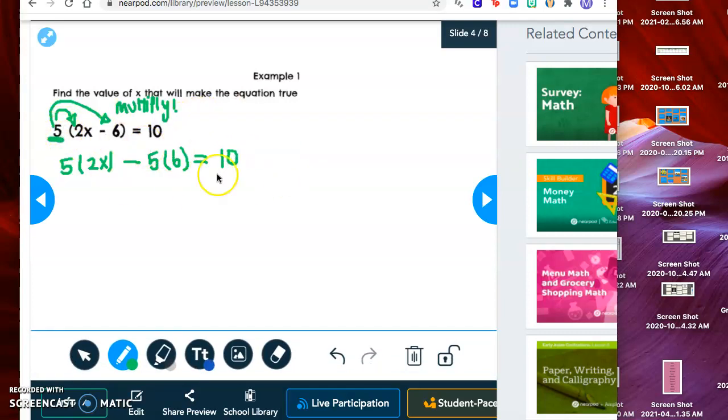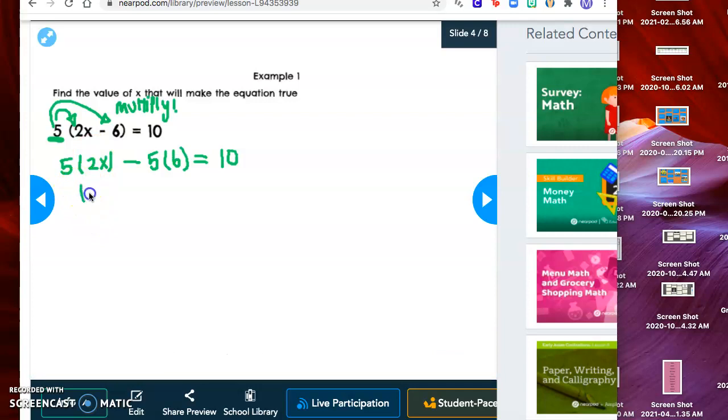So I multiplied because multiplication comes before anything else. Before solving for x, we have to figure out, is my expression already simplified? And here, no, because I have to multiply using the distributive property. And so now we get 10x minus 30 equals 10.